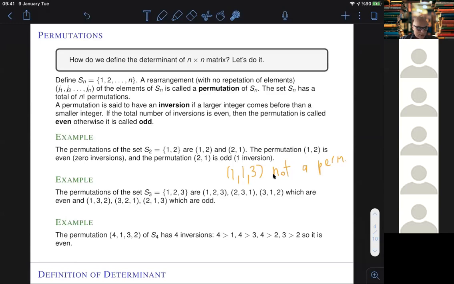Let's look at this one, 3 1 2. 3 is greater than 1, so it has one inversion here, and 3 is greater than 2, so it has another inversion, and no other inversions. So it has exactly two inversions. Any questions here? Next, another example, let's look at this permutation of S4. We say it has 4 inversions. Let's see why. 4 is greater than 1, 4 is greater than 3, 4 is greater than 2. That gives 3 inversions. 1 is not greater than anything here. 3 is greater than 2, so it has another inversion. So it will have 4 inversions, so it's an even permutation.